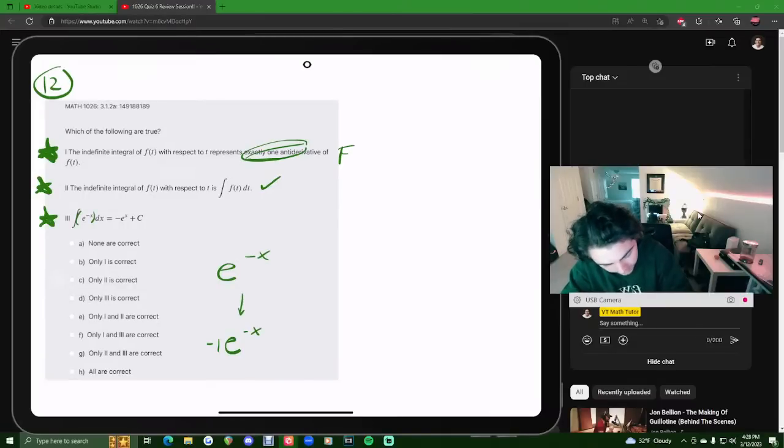And in fact, in this case, that should also be the antiderivative of e to the negative x, but for a particular reason. I'll tell you why. Let me erase this.